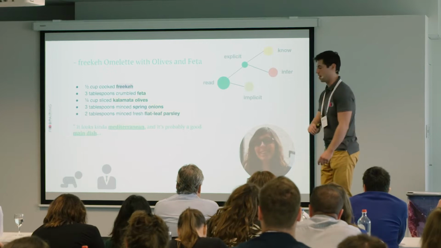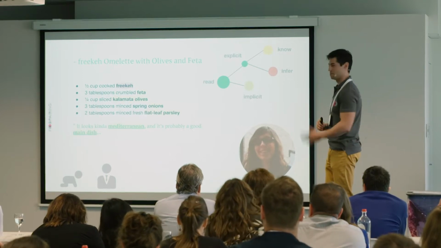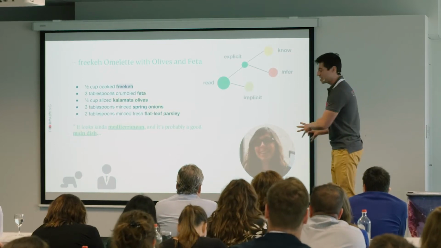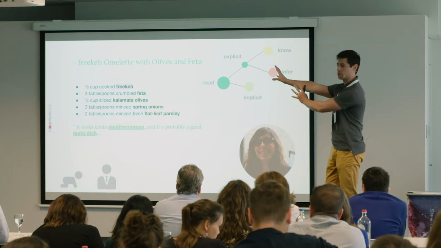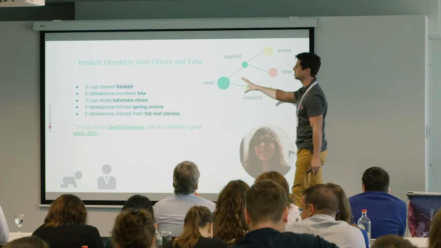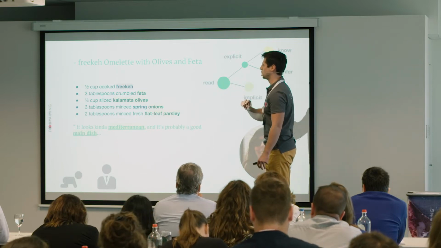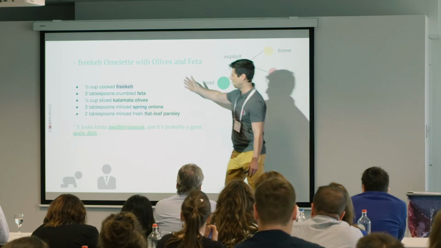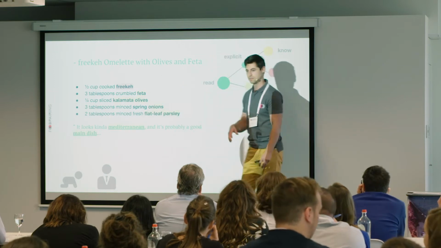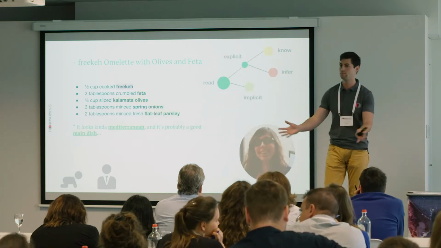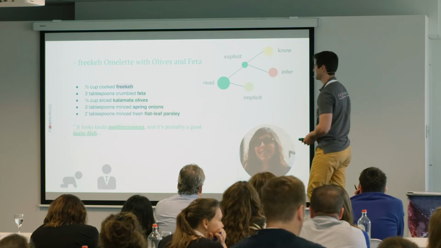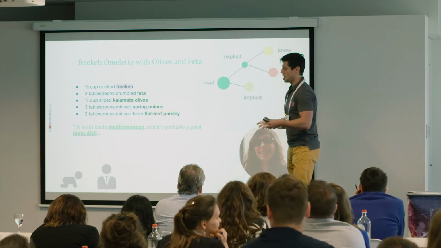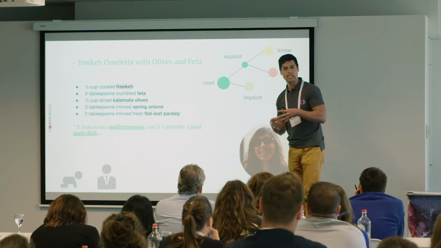So this is my lovely wife, Helene. We got married last summer. And I asked Helene to do a little experiment with me, and I showed her this recipe. So I showed her the recipe for freekeh omelette with olives and feta, along with those ingredients. And I just said to her, okay, tell me, what do you see? What do you interpret? What do you think about this?